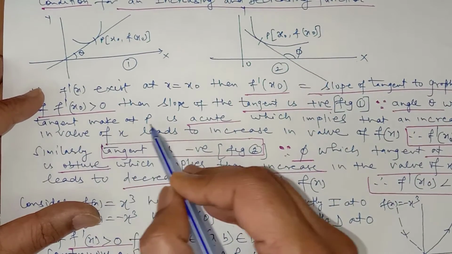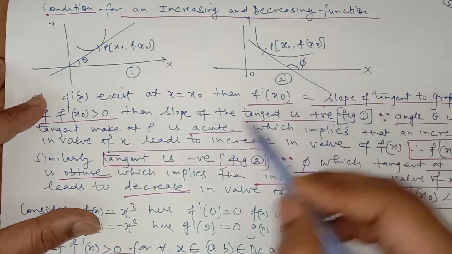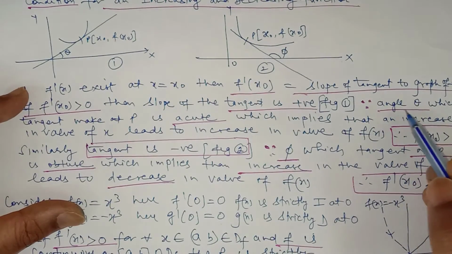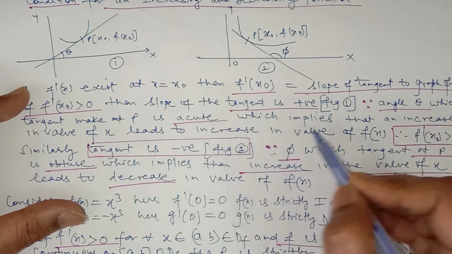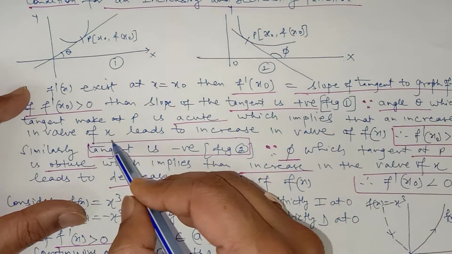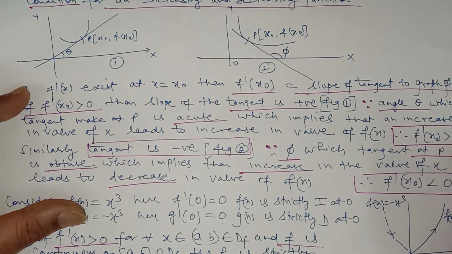Now the tangent made at P is acute. In this case, this is acute, and in this case, this is acute. Because the angle theta the tangent makes at P is acute, an increase in the value of x leads to an increase in the value of f(x). That is, f'(x) should be greater than 0.